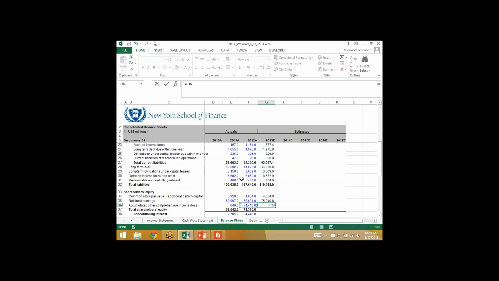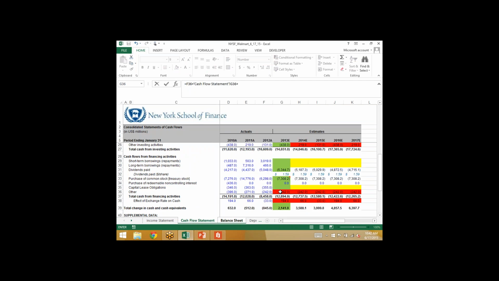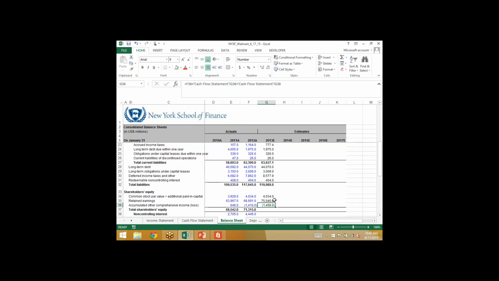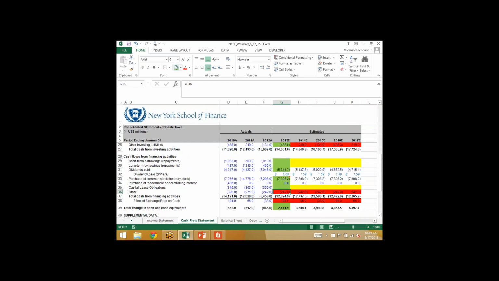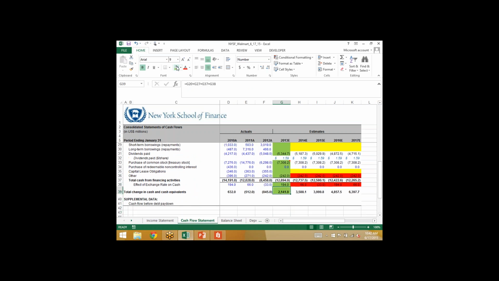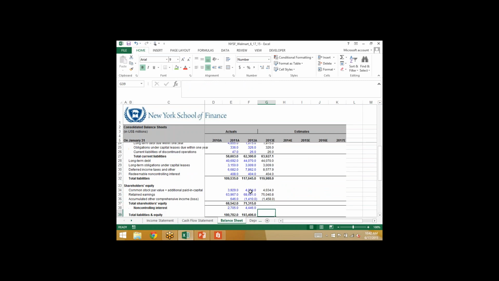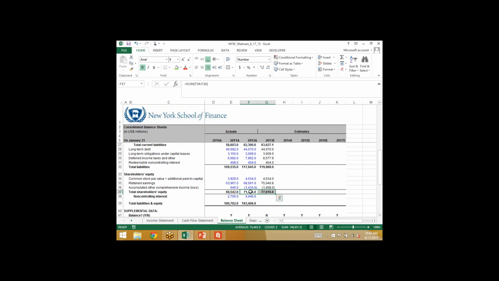So accumulated other comprehensive income equals the year before plus other cash flow plus exchange rate on cash. We've highlighted everything green, right? We've utilized everything. So for the balance sheet, we should just copy over these totals, the total shareholders' equity. The non-controlling interest should stay flat, and the total liabilities should carry over, and it balances.